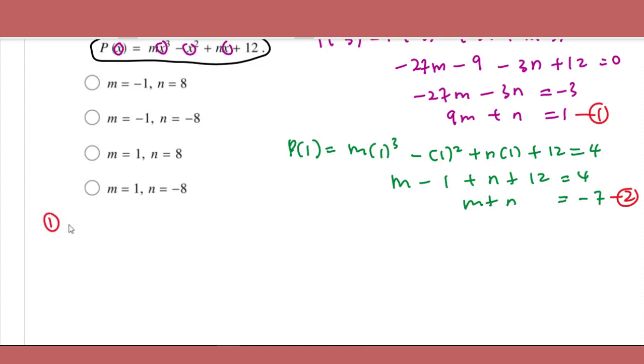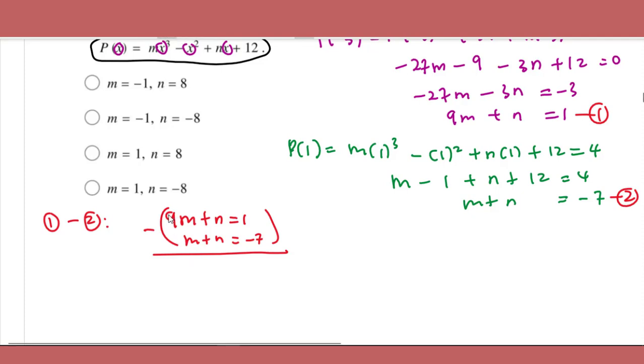Equation 1 minus equation 2. So 9m plus n is equal to 1. m plus n is equal to negative 7, minus. So the answer is 9m minus m, 8m. n minus n, 0. 1 minus negative 7, so 8. Therefore, m is equal to 1.